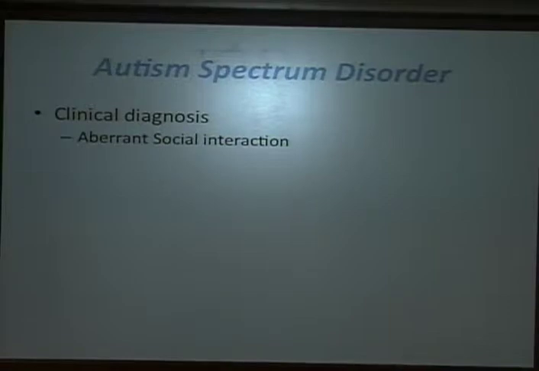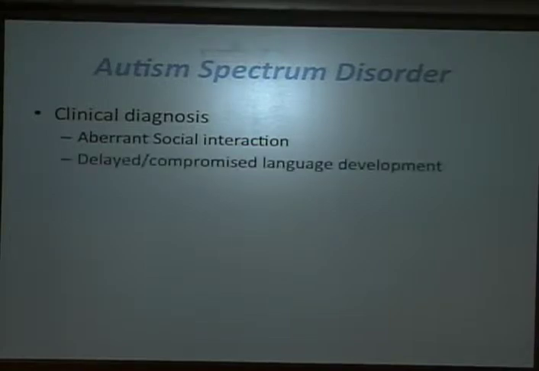Everything from a child who will not speak, cannot stand anyone touching them, to someone who's just a bit of an odd duck, right? A very wide range. They have delayed and compromised language development and repetitive and stereotyped behaviors. But they're highly variable in their expression, and they don't necessarily have all three, and there are variations in all of them.